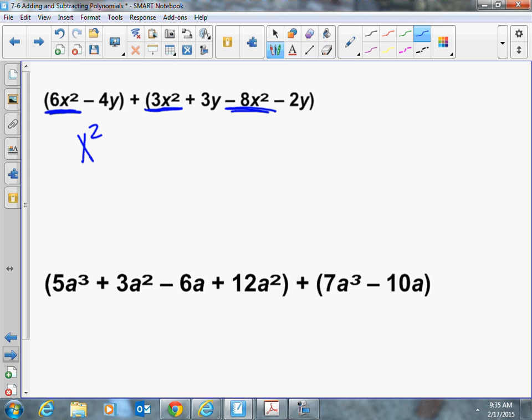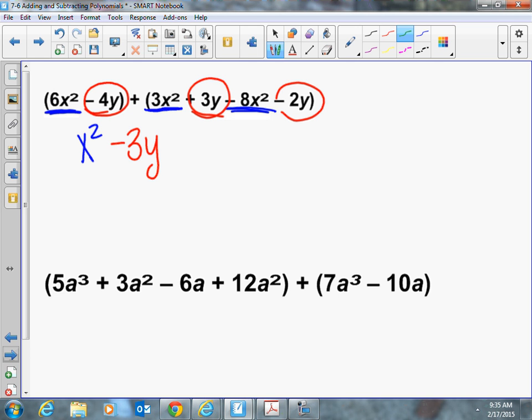Now I would look for anything that also has a squared. Do I have any y squareds? Nope. So now I look for any x's or any y's. That would be the next degree, with an exponent of 1. I see that this negative 4y could combine with this positive 3y. That gives me negative 1y. And then minus 2y gives me negative 3y. There's my answer.